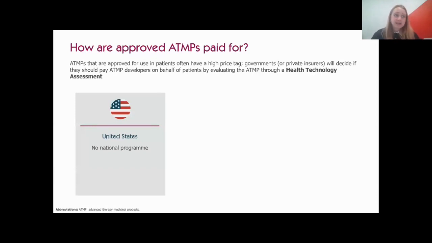So in the United States, there's no national program for health technology assessments. Each individual insurer and even federally funded insurance, Medicare and Medicaid, have individual processes for determining what should go on their formulary, which is basically the list of drugs that they will reimburse. And that process is really not transparent. So that's a particular hurdle in the United States.